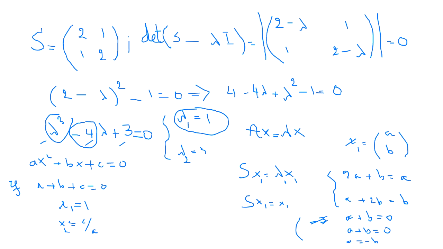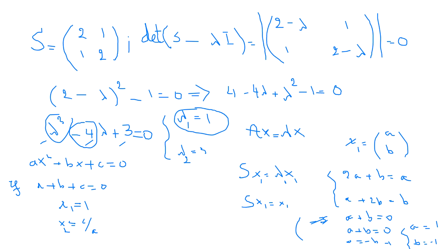So for example, if you place a equals 1, you can conclude that b equals -1. You have infinitely many possibilities here, but one of them would be 1, -1. If you wish, -1, 1, or 2, -2, it works. This is one way to get the first eigenvector.